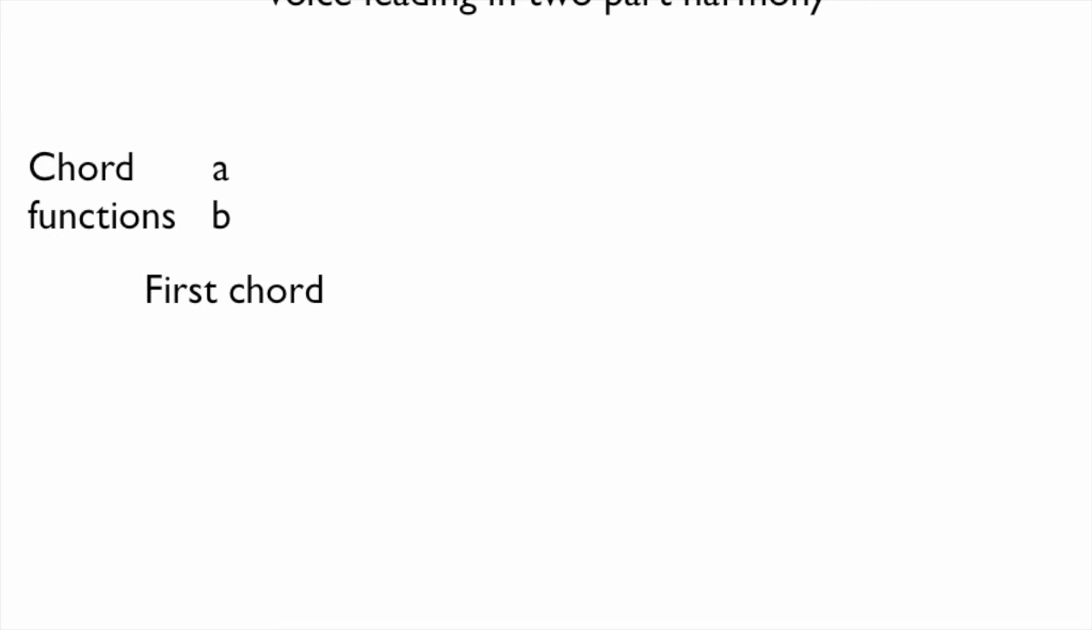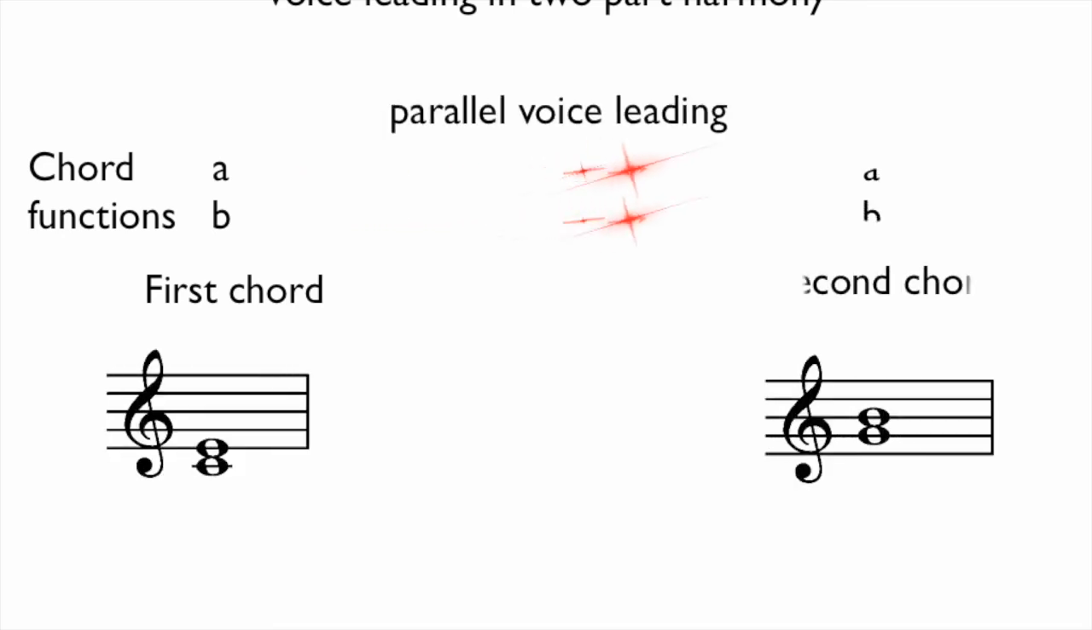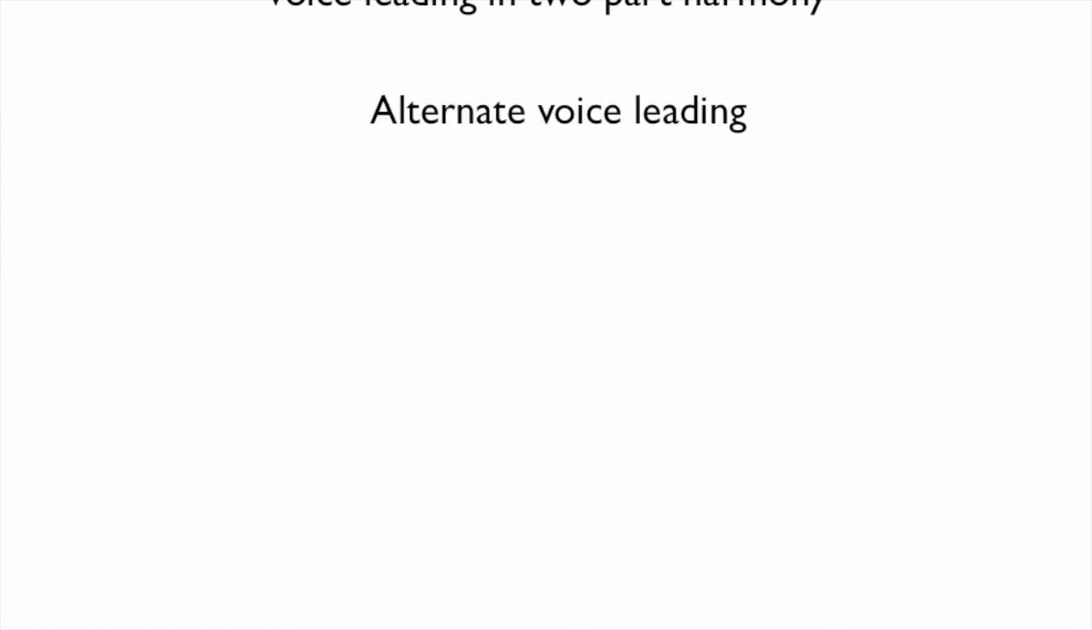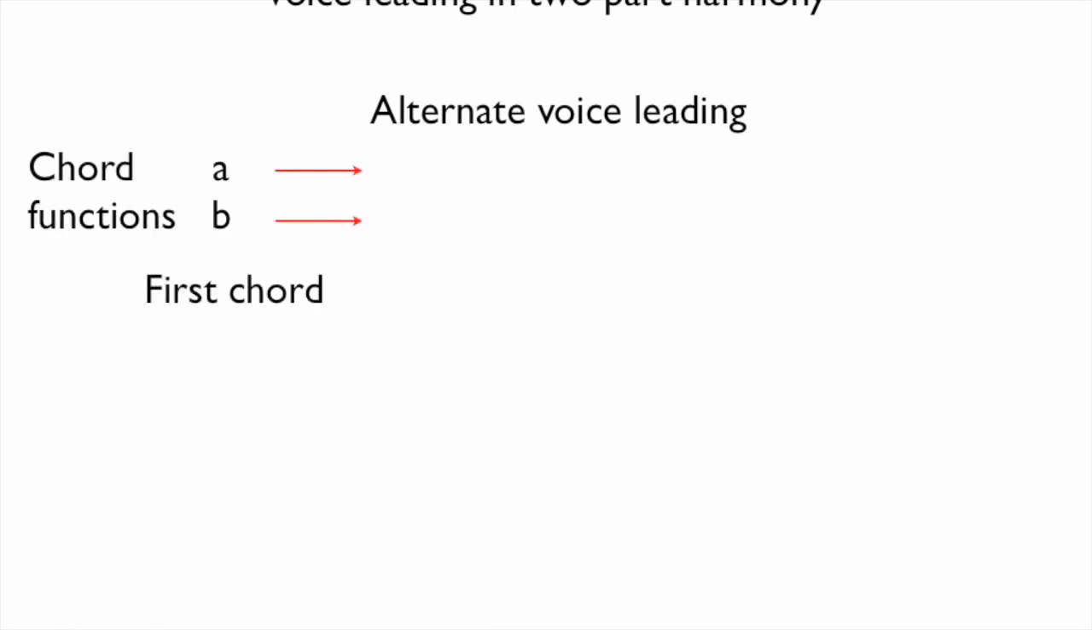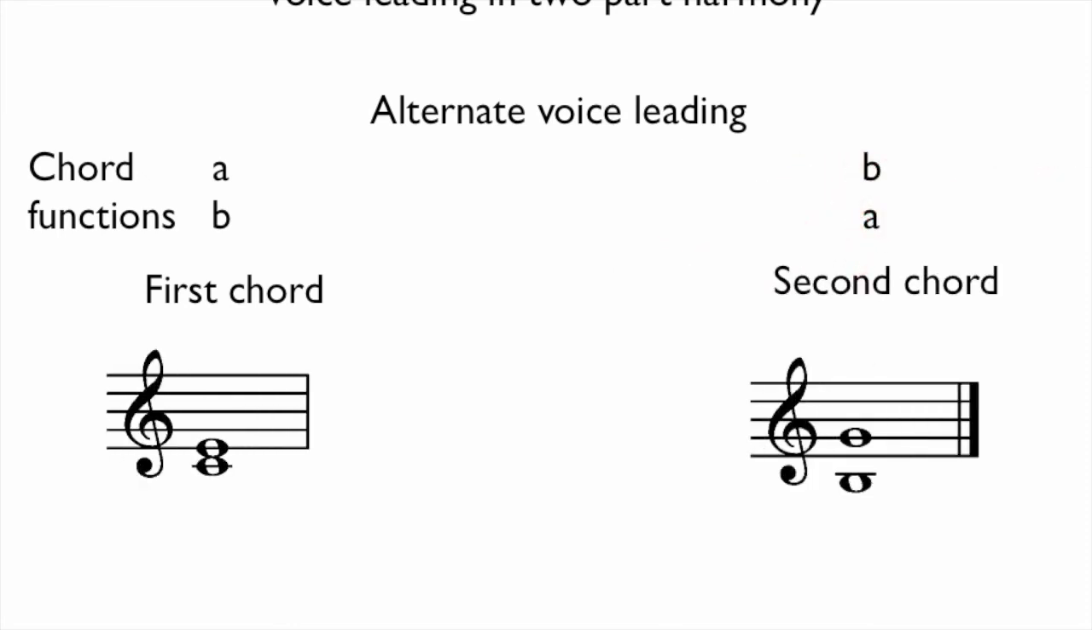The simplest kind of voice leading can be seen in 2-part harmony. The functions in 2-part harmony could be generalized as being either function A or function B. And there are only 2 alternative methods of voice leading. Either function A of the first chord becomes function A of the second chord, a case of parallel voice leading, or function A of the first chord becomes function B of the second. This second kind of voice leading is called alternate voice leading.